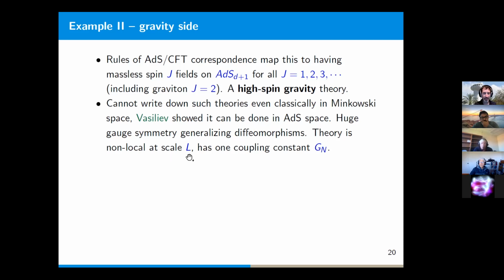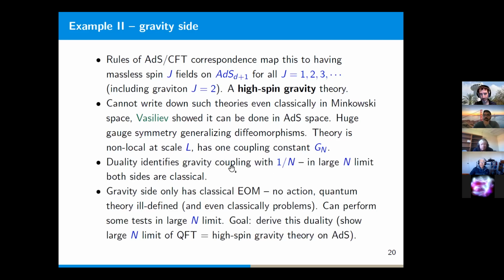And so far it seems that this theory is just unique, namely given this huge symmetry group, there's just a unique theory that can be written down, and that theory is non-local at the scale L, and it has just a single coupling constant that appears in the equation of motion, which we can identify as Newton's coupling, since it also governs the coupling of the gravitons. So in this case, on the gravity side, at least in the classical limit, we have a theory with a single coupling constant.